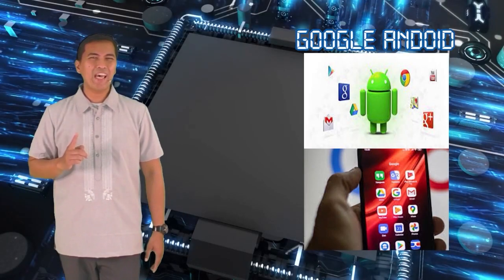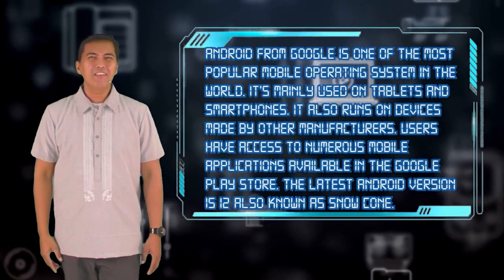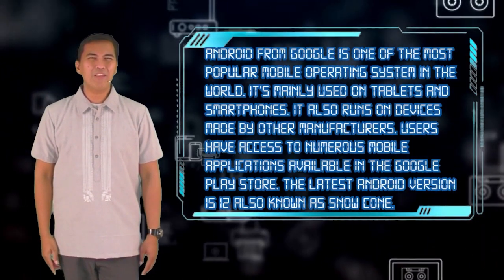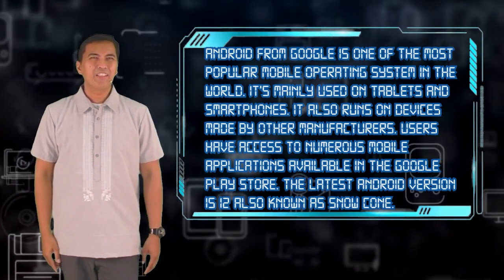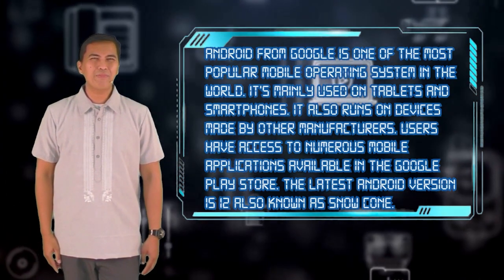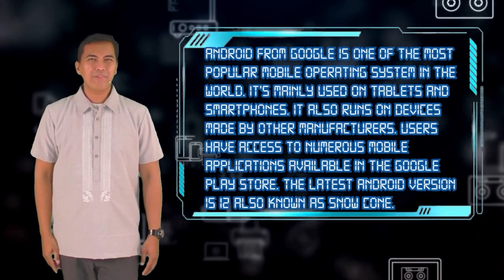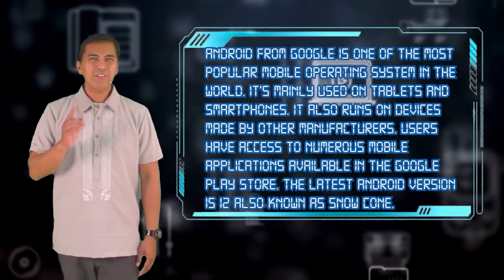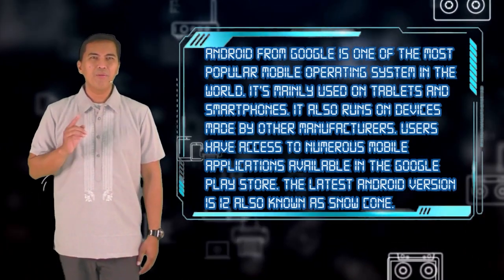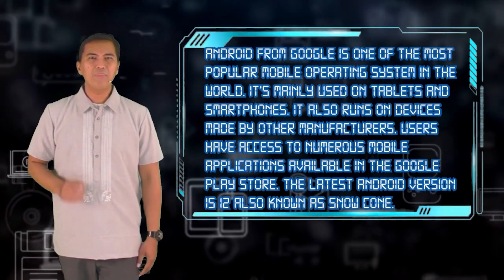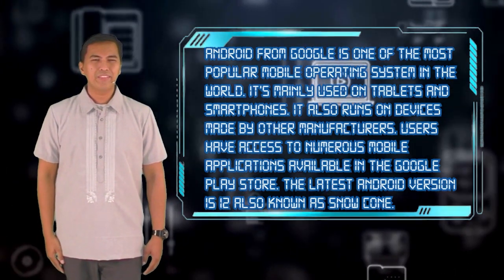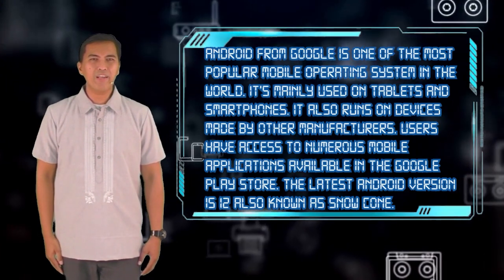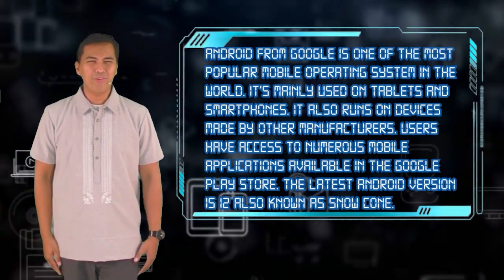The next one we have is Google Android. Android from Google is one of the most popular mobile operating systems in the world. It is mainly used on tablets and smartphones. It also runs on devices made by other manufacturers. Users have access to numerous mobile applications available on the Google Play Store. The latest Android version is 12, also known as Snow Cone.